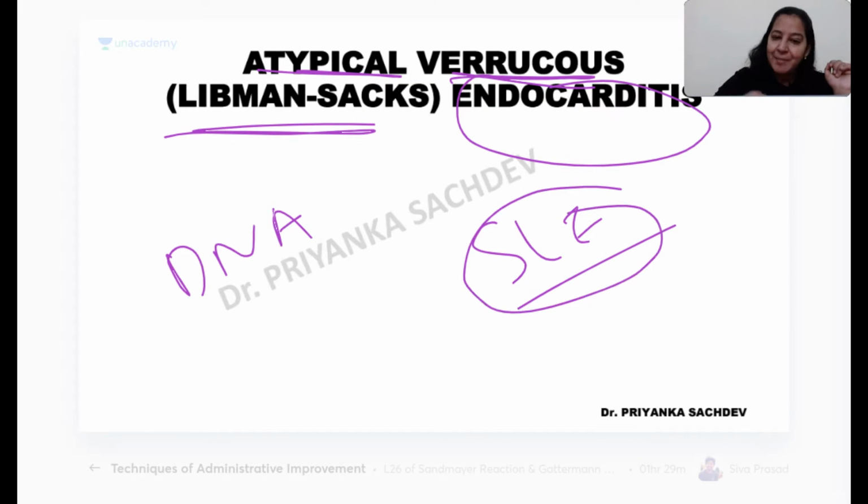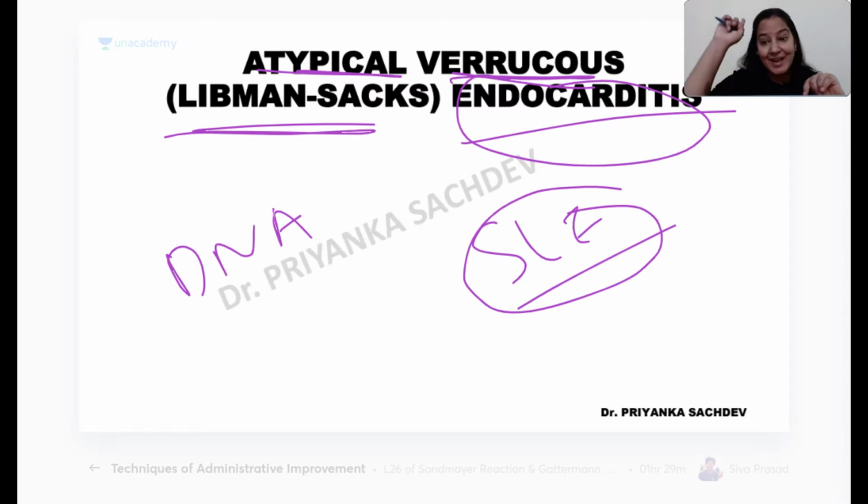So I'm not teaching you SLE. I'm teaching you endocarditis in SLE. In the heart, there are three layers: endocardium, myocardium, pericardium. So only the endocardium is involved. Myocardium and pericardium in SLE are not involved. There is no pancarditis. There is only endocarditis. It is not like rheumatic, where there is pancarditis. Only endocarditis is there. Correct or not?